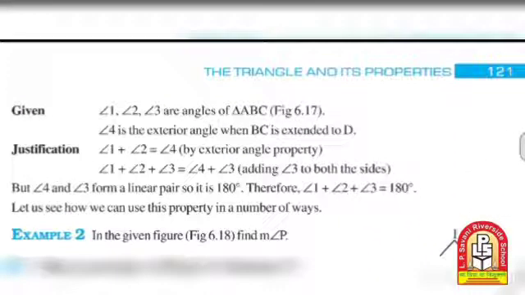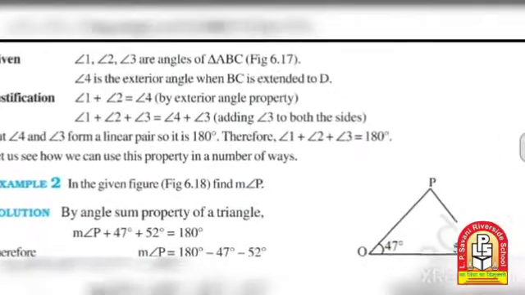Here angles 1, 2, 3 are the angles of triangle ABC, and angle 4 is the exterior angle when BC is extended to D. Then, by the exterior angle property, angle 1 plus angle 2 is equal to angle 4. Now, for the simplification of this equation, I add angle 3 to both sides of the equation.